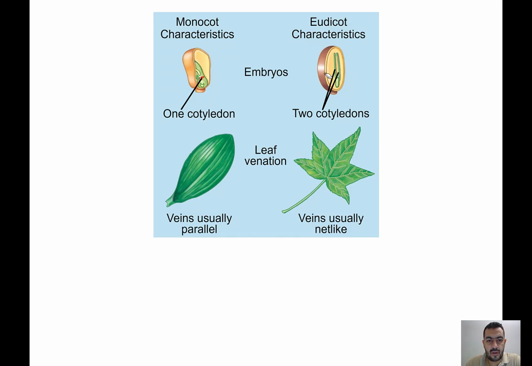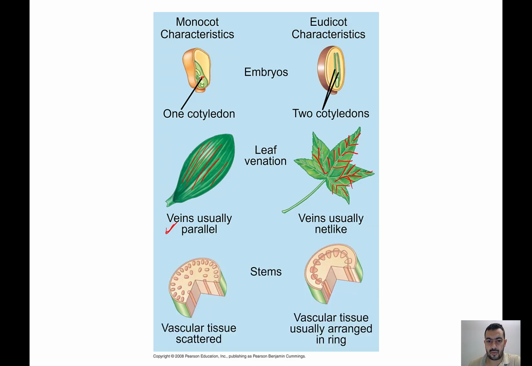The next criteria is the arrangement of the leaf veins. So if you look in the leaf and you find parallel veins like that, this is a monocot. And the example we can give is the grass. While if you look at the leaf and you find the veins making a network structure like that, this will be a dicot. So think about a maple leaf, and you'll find this network of veins within the leaf. So it is a dicot.